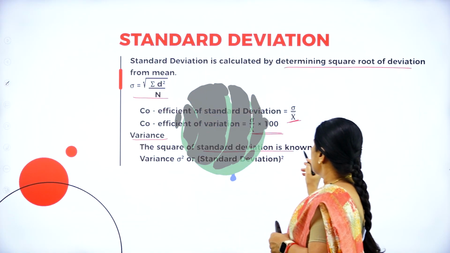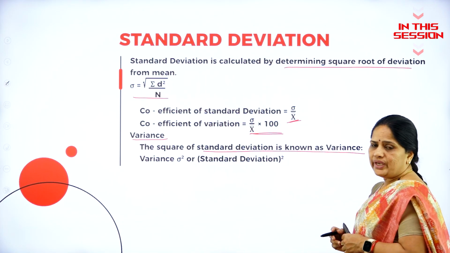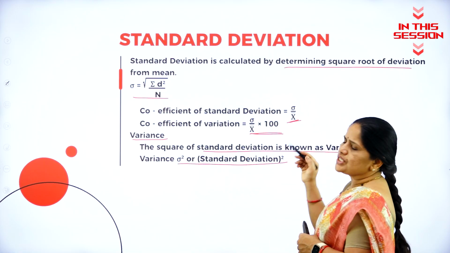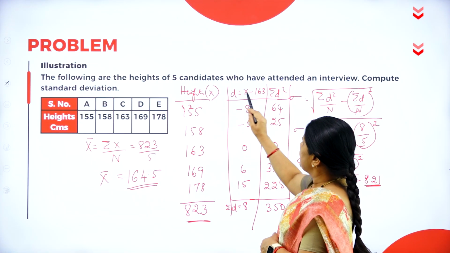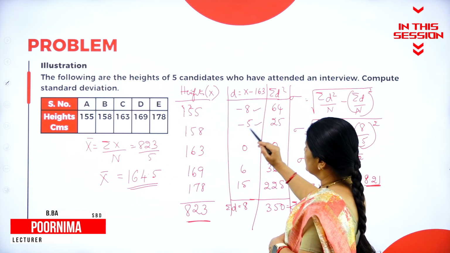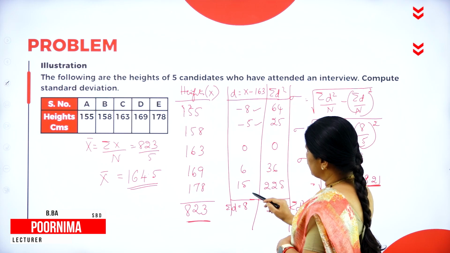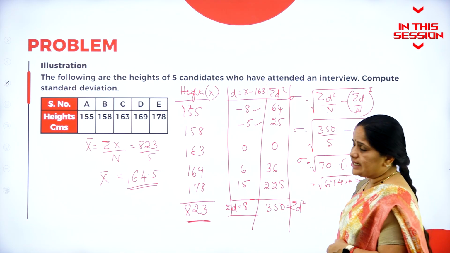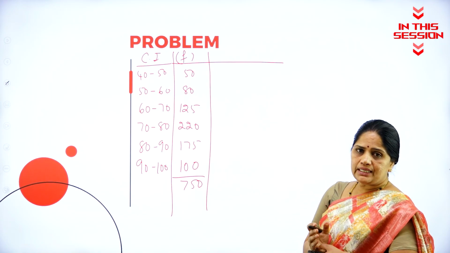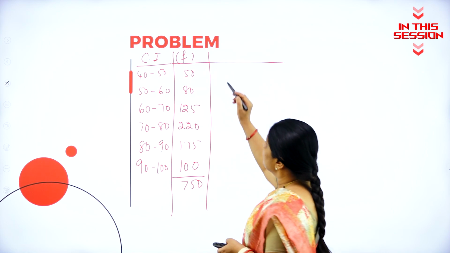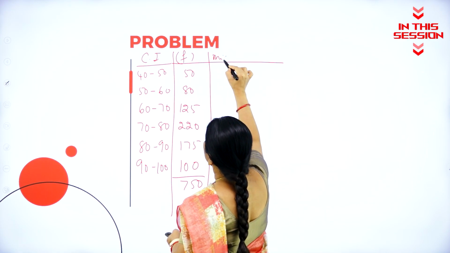The square of the standard deviation is known as the variance, and the variance is the standard deviation the whole square. 155 minus 163 is minus 8, 158 minus 163 is minus 5, 0, 6 and 15. Now I get the sigma as 8. How do we calculate the mean here? Whenever class intervals are given, we have to calculate the midpoint, so the mid values.